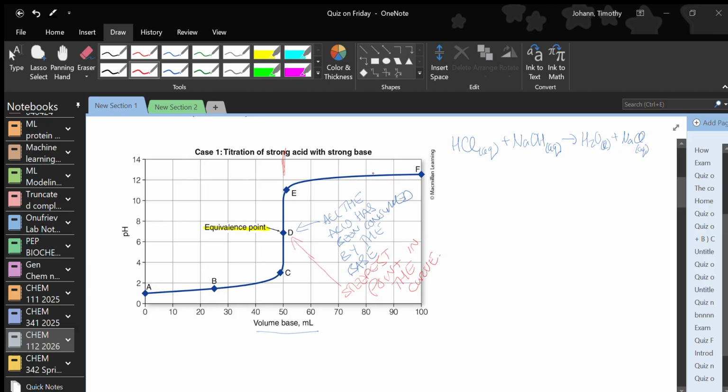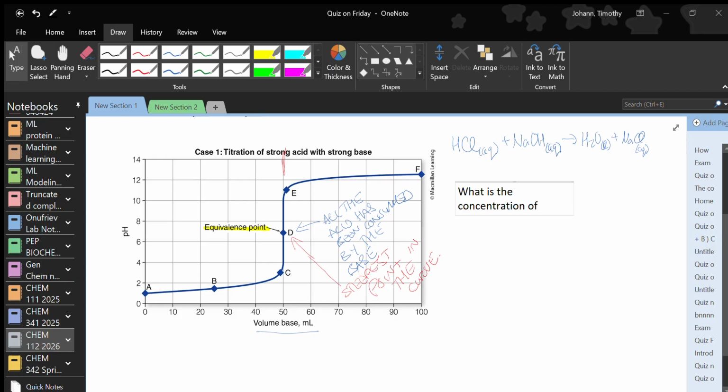So let's say we have a problem. And the problem says, what is the concentration of hydrochloric acid of 30.0 milliliters of hydrochloric acid if it is titrated with, let's say, 0.532 molar sodium hydroxide, and yields the curve at the left.